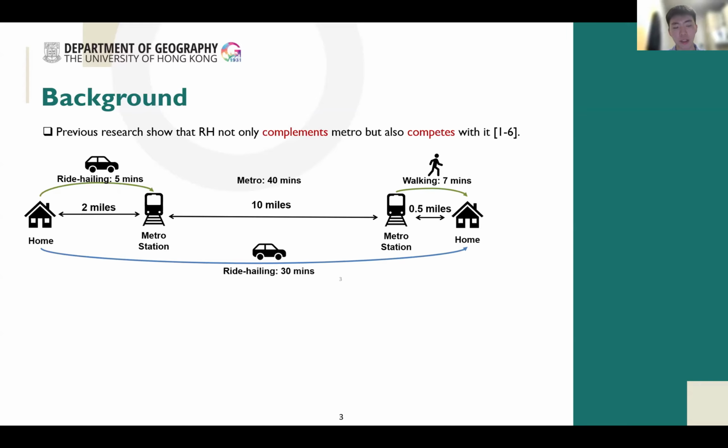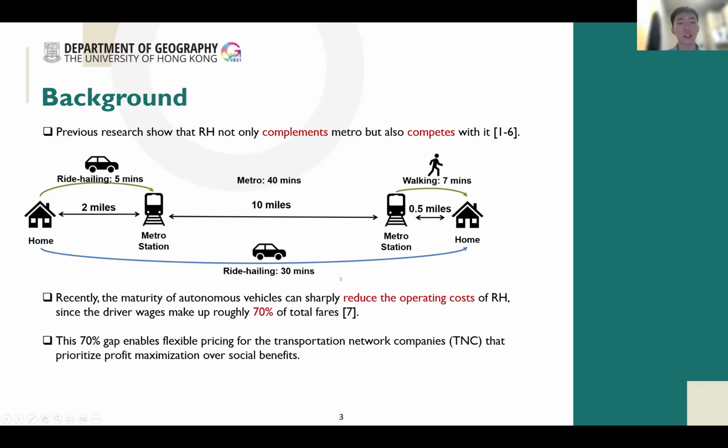It may shorten the travel times. For example, the metro system may take you 40 minutes, and the ride-hailing may take you only 30 minutes. So despite its cost being much higher than the metro systems, it's also a competitive mode to the metro system. But recently, the maturity of autonomous vehicles can sharply reduce the operating cost of ride-hailing, since driver wages make up roughly 17% of the total fares you pay for the service.